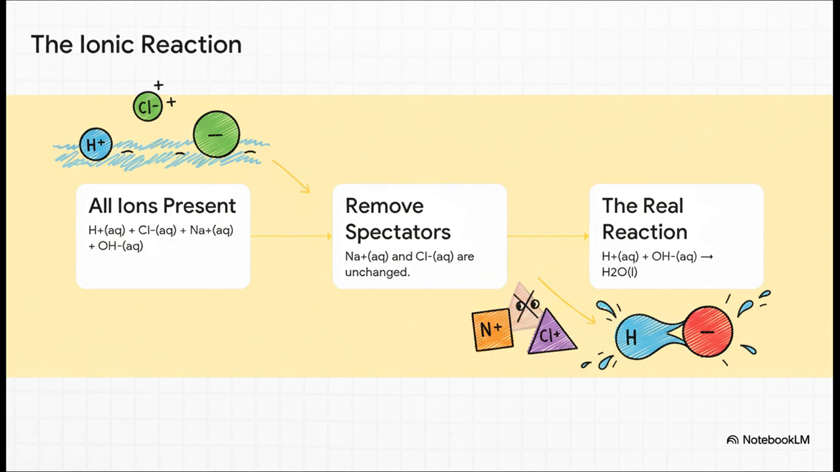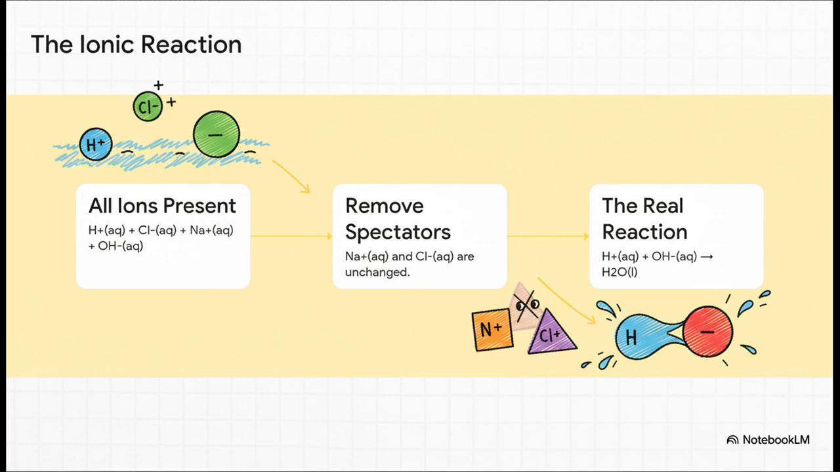So, let's walk through it with our examples. We mix hydrochloric acid and sodium hydroxide. Now you've got 4 different ions swimming around in the water. But here's the thing. The sodium and the chloride ions, they're not actually doing anything. They're just kind of hanging out, watching the show. That's why we literally call them spectator ions.